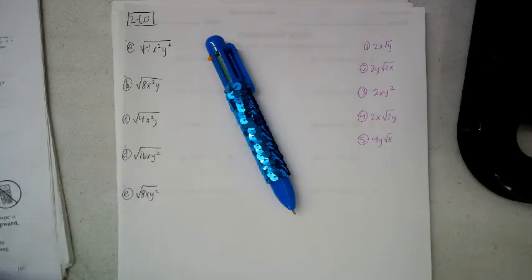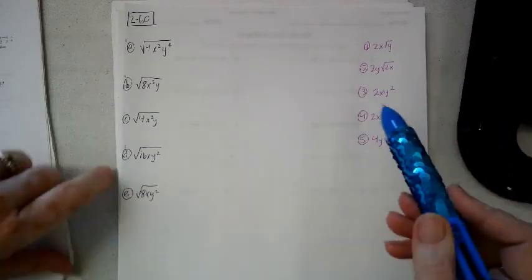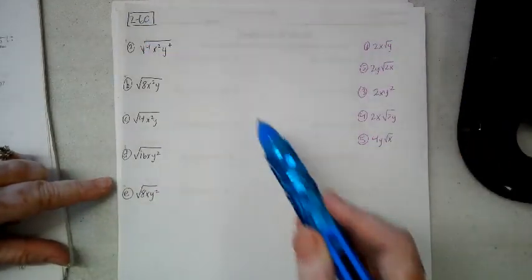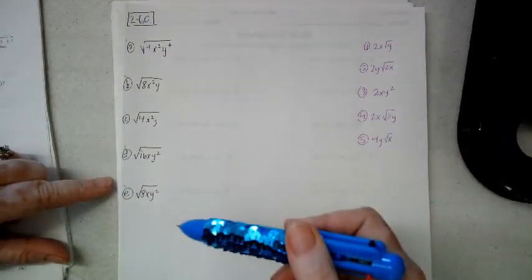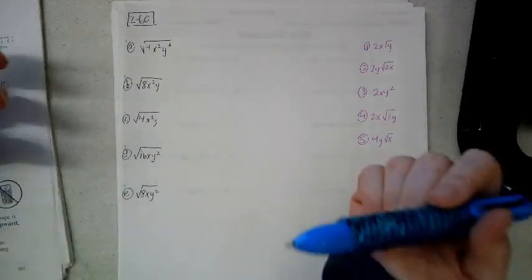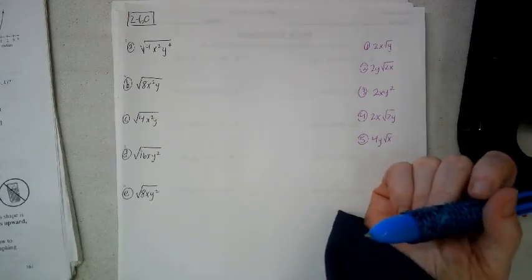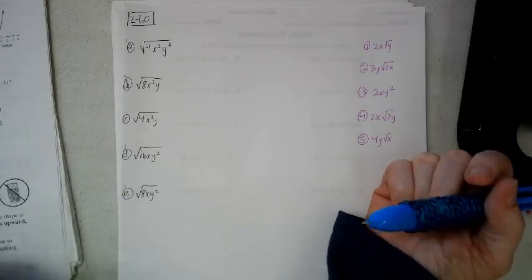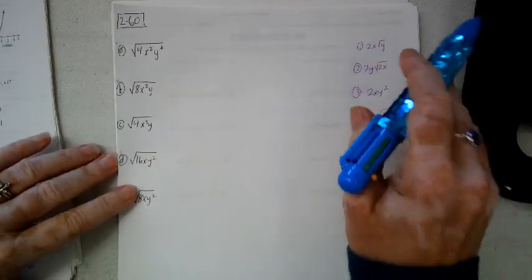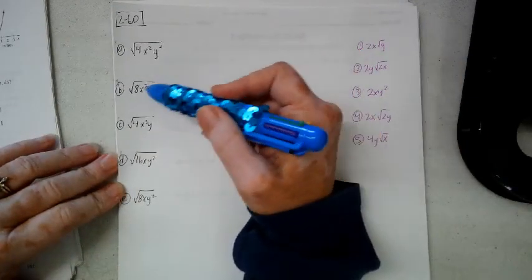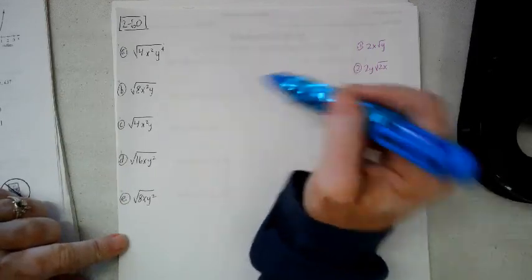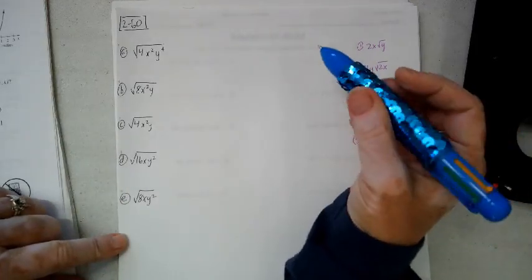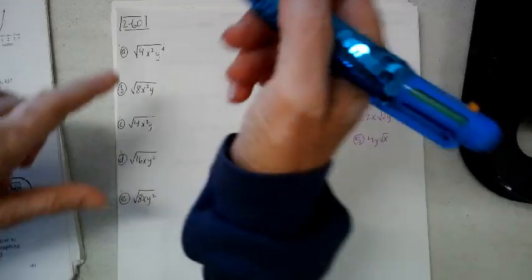So I'm going to justify my answers. Even though I could probably make some matches just by inspecting these, since I have to justify how I know each one's equivalent, I'm going to go ahead and fully work out each of these until they make a match. So let's see this one.